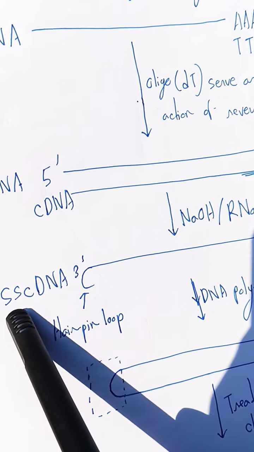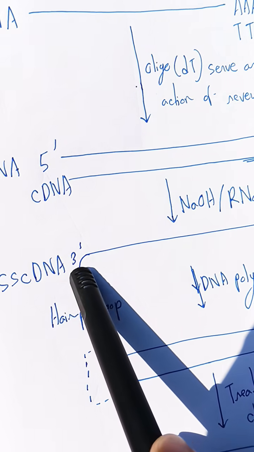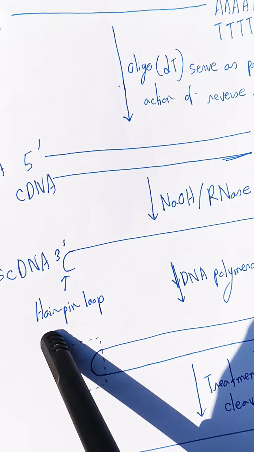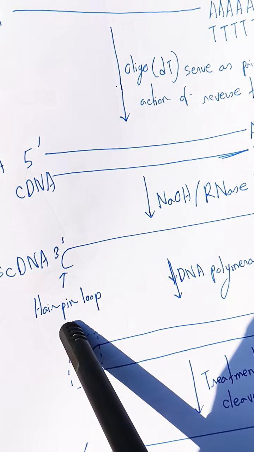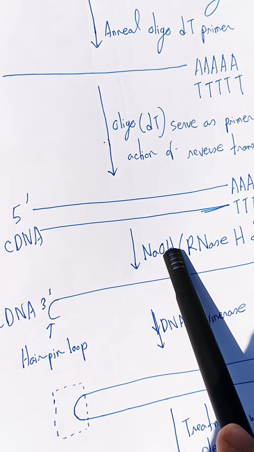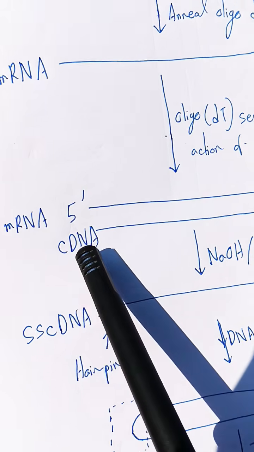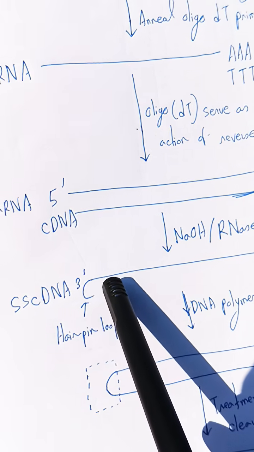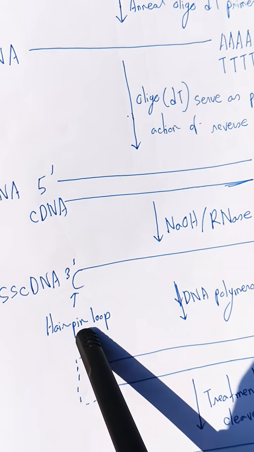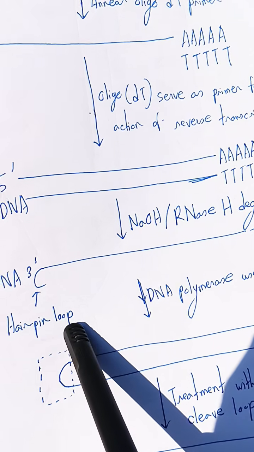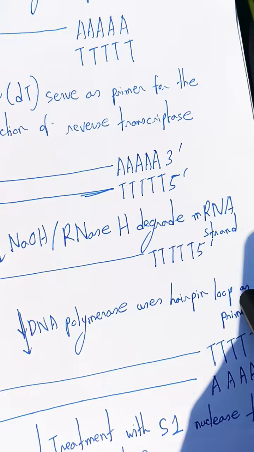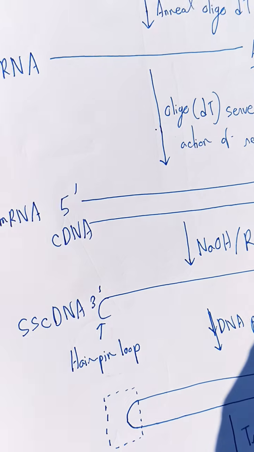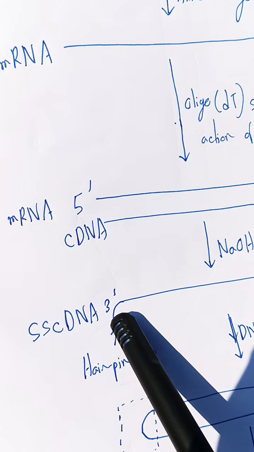Now, this single-stranded cDNA forms a hairpin loop structure, and this hairpin loop structure acts as a primer. So what happened? We used sodium hydroxide for degradation of your messenger RNA. Now we contain only your single-stranded cDNA, and this single-stranded DNA forms a hairpin loop structure, and this hairpin loop structure acts as your primer for DNA polymerase to synthesize the complementary strand against your single-stranded DNA.